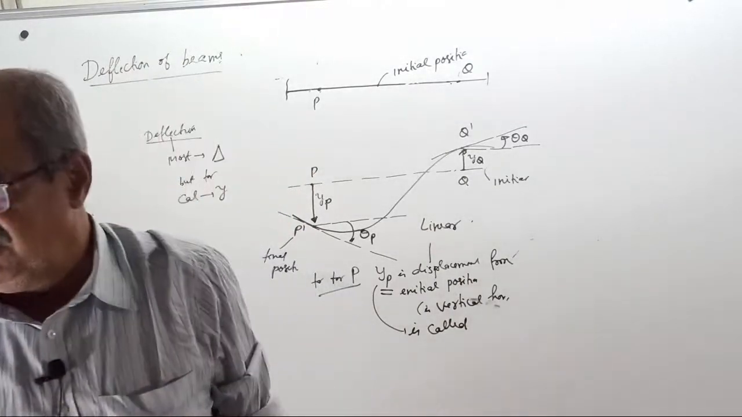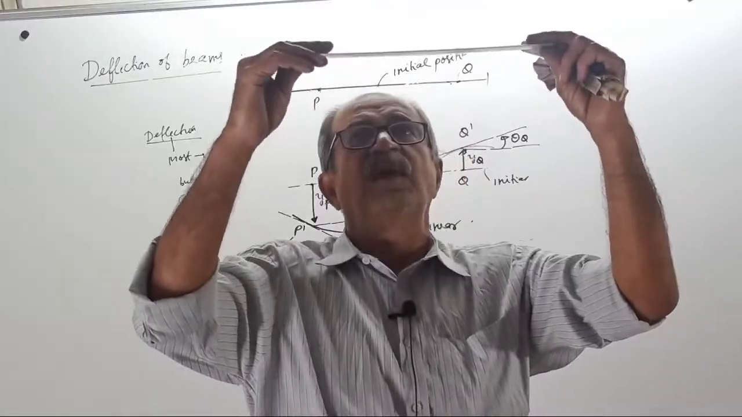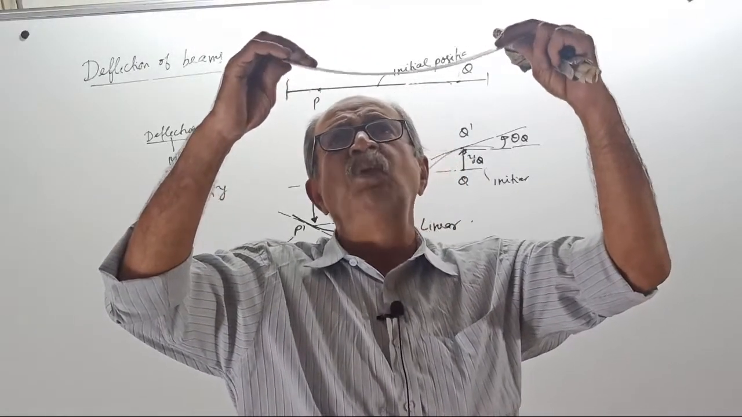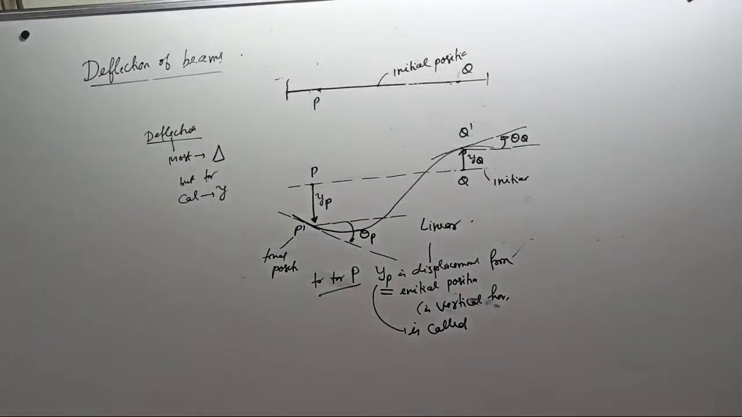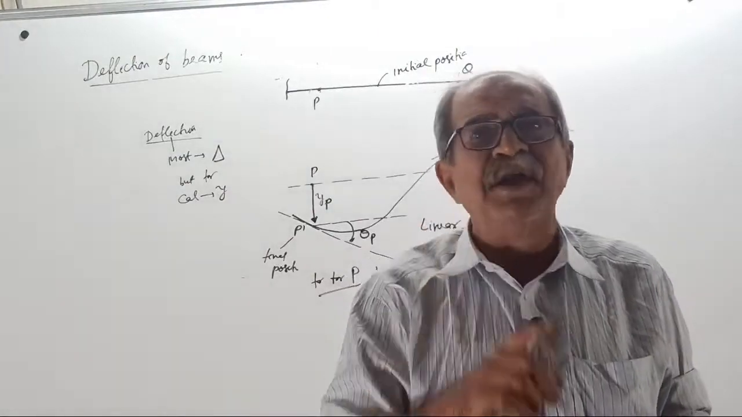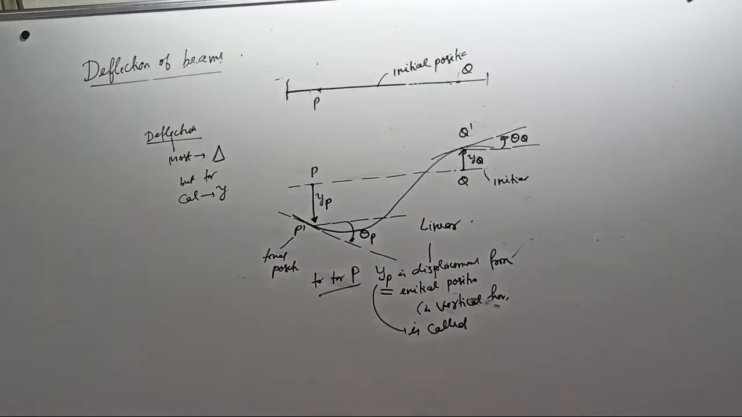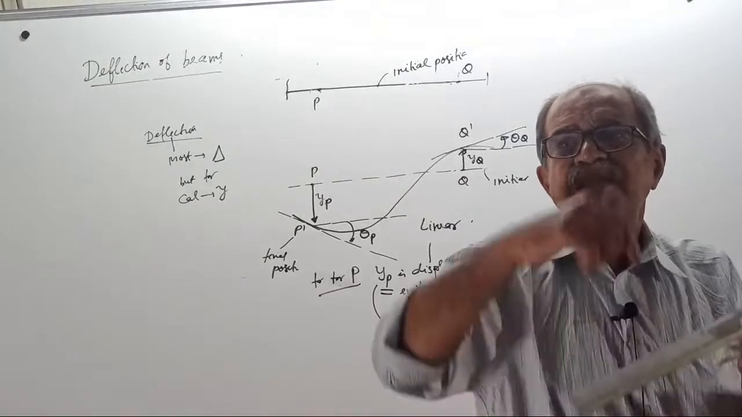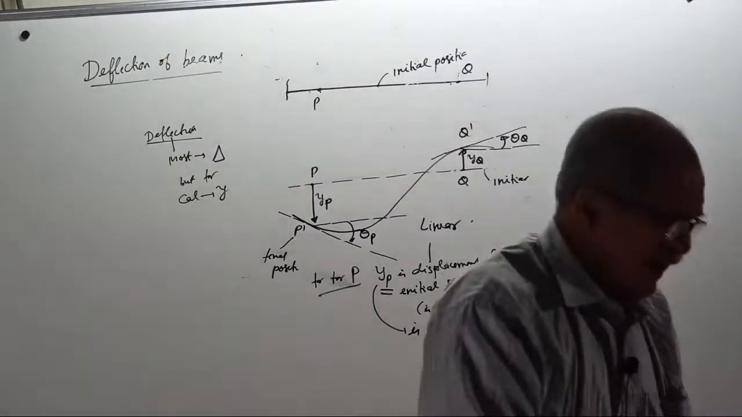See, for example, I take a scale here. Initially, the beam is like this. Now point B has moved here. Tell me what this is called. How much it moves. That is a linear quantity. Remember, it is linear. What is it called? How much it moves, that is a linear movement or linear displacement. What is it called?